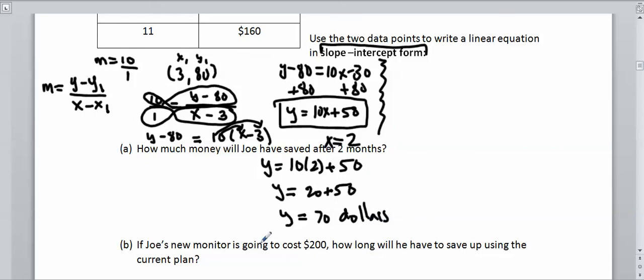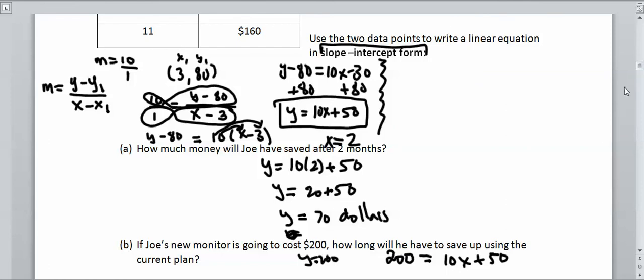Okay, so if Joe's new monitor is going to cost $200, how long will he have to save up using the current plan? Well, that's the cost, right? So the amount of money in his savings account needs to equal $200 before he can buy that monitor. So what they've given me here is y equals 200. So I'm going to do the exact opposite. I'm going to plug in 200 for y. So I get $200 is equal to 10x plus 50.